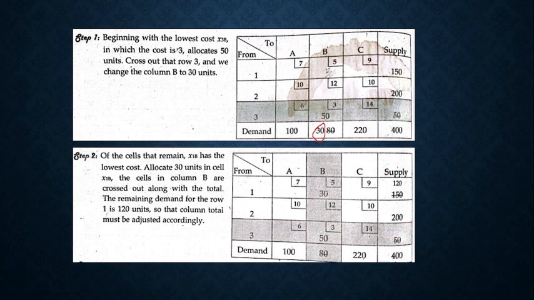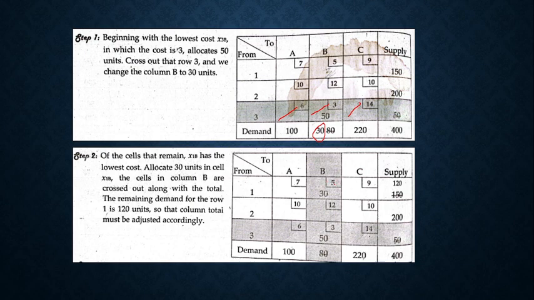Tawag nito ni company B. So therefore, yung row 3 wala nang supply. Pag wala nang supply, cross out na natin. Na exhausted na 'yan, di ba? So step 2 na tayo. Wala na ito, yung row 3. Wala nang supply. So step 2: of the cells that remain, X sub 1B has the lowest cost. So meron siyang lowest cost, yung X sub 1B. Di ba? Sino? Si 5, di ba?